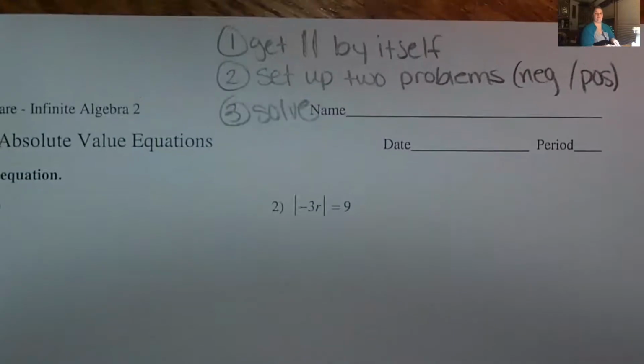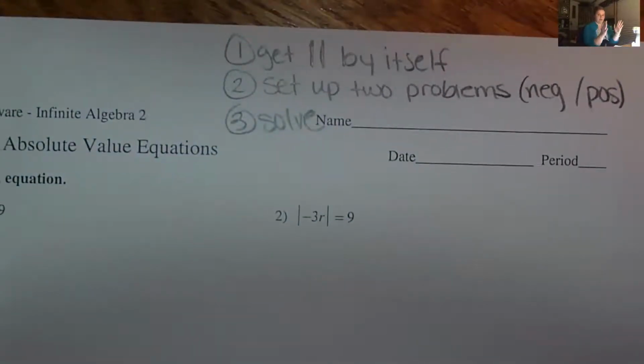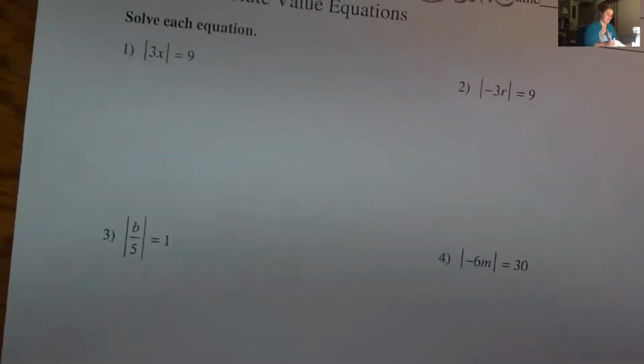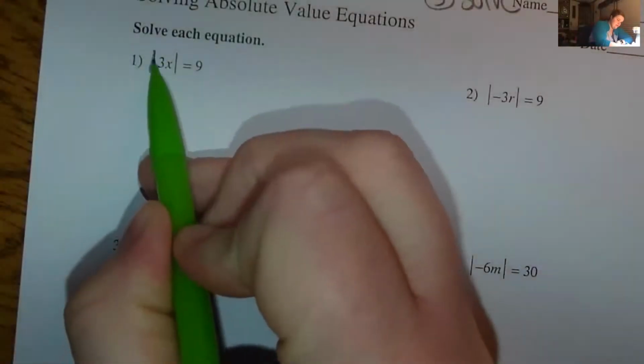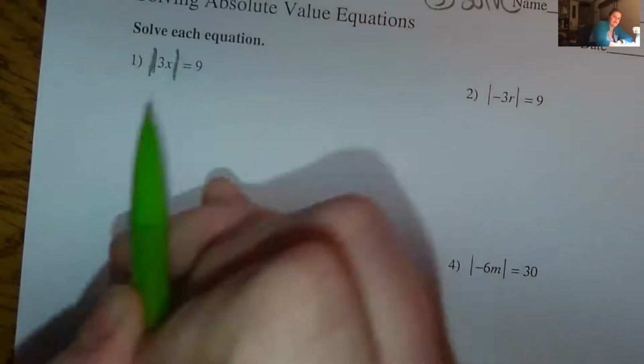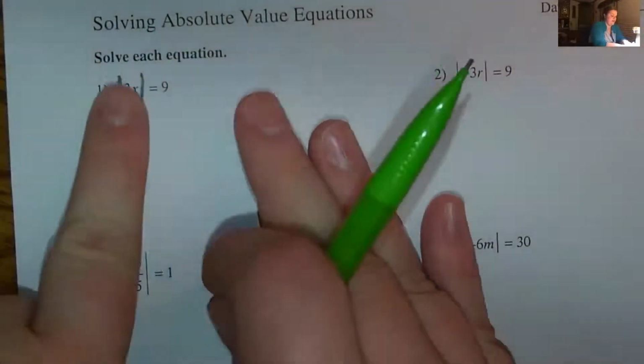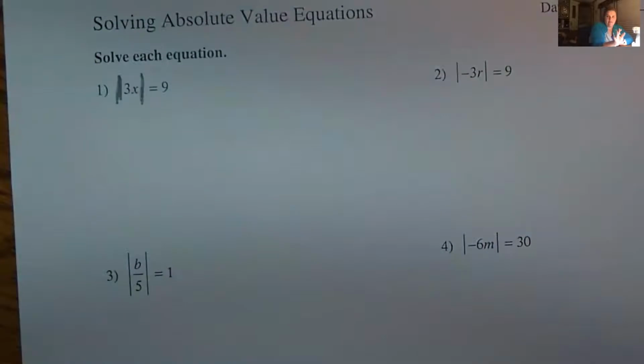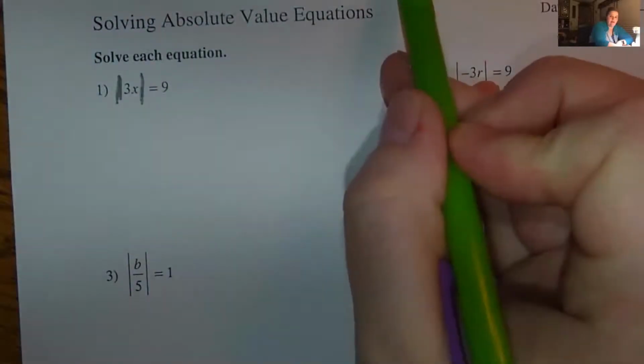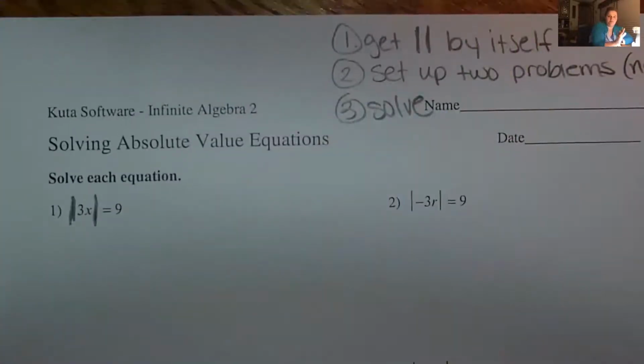Okay. So get the absolute value bars by themselves. After they're by themselves, the same junk in the absolute value bars equals the positive answer. Same junk in the absolute value bars equals the negative answer. Okay, so let's try some of those. Are the absolute value bars on this side all by themselves already? Yes, there's nothing on the outside of it that I have to take care of. So step one is done.